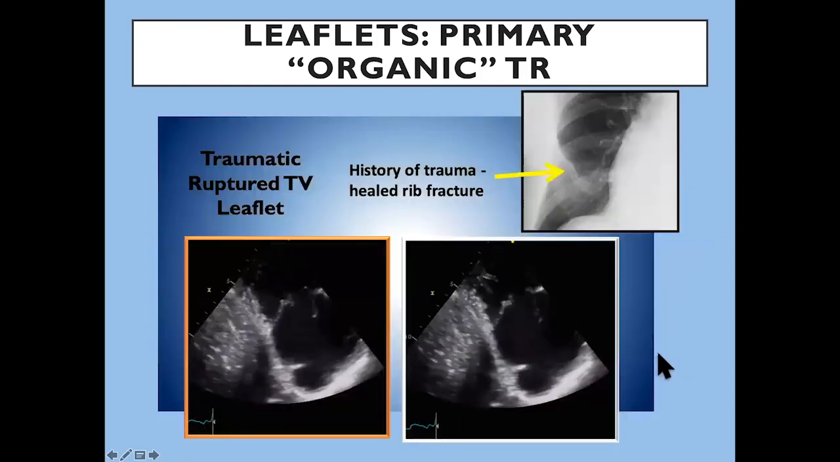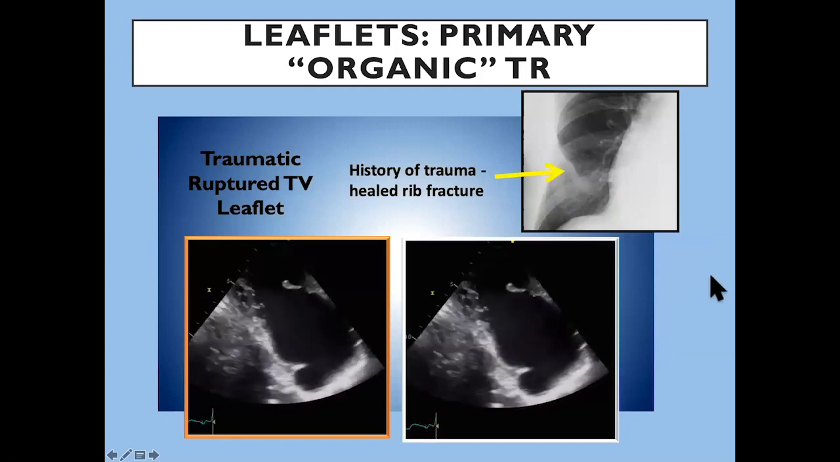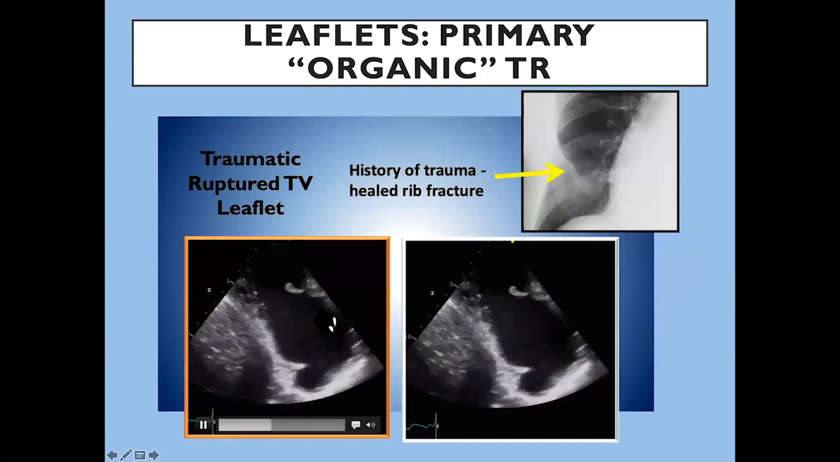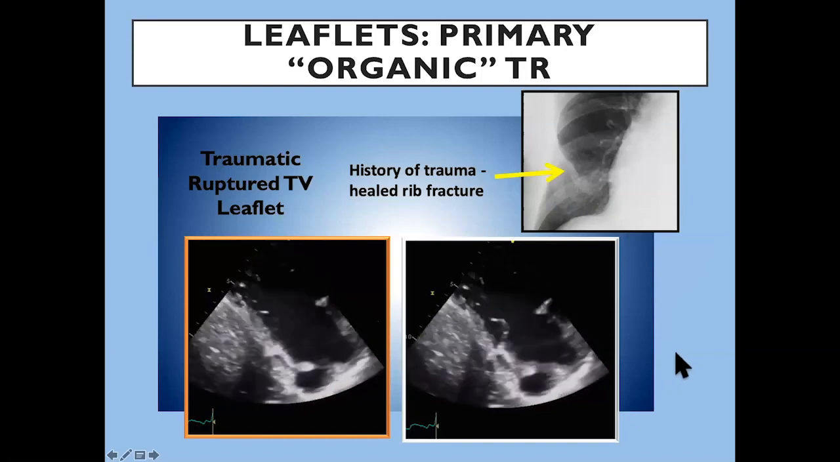This is a patient who had blunt closed chest trauma. An example would be a motor vehicle accident. You can see here that there is a rib fracture on the x-ray, and the tricuspid valve anterior leaflet is completely flail. Now, this is a common question on the exam, so it's something that you want to remember.